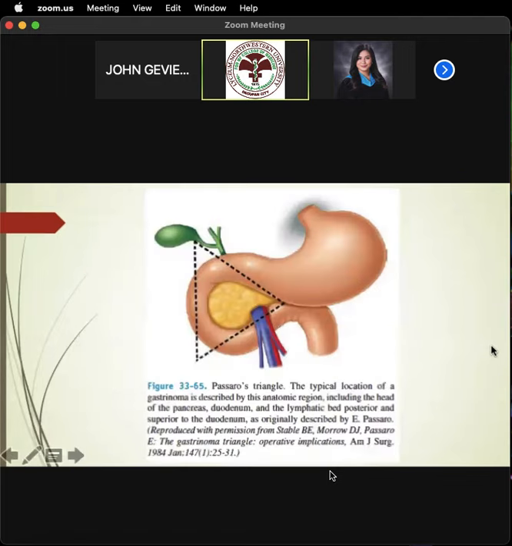Okay, this picture is in your book, Schwartz. This is the Passaro's triangle. Sometimes in the exam I will ask you the boundaries of Passaro's triangle. This is the typical location of gastrinoma, including the head of the pancreas, duodenum, and lymphatic bed posterior, superior to the duodenum. I might give this in your exam. I ask the borders of the Passaro's triangle.